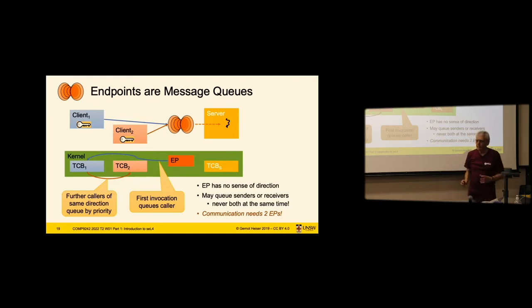Importantly, this means if you want to communicate, you need at least 2 endpoints. Because otherwise, if there was only one endpoint, then a client trying to receive from the same endpoint it sends the messages to would pick up its own message or that of a different client, etc.